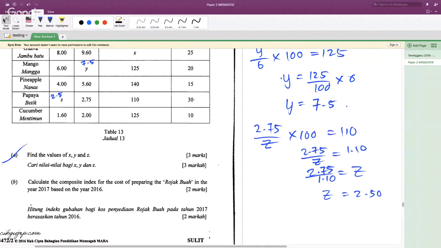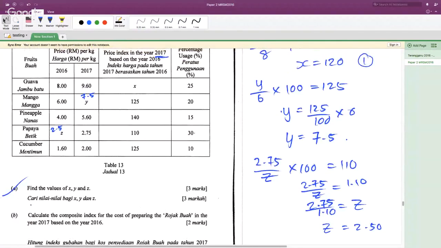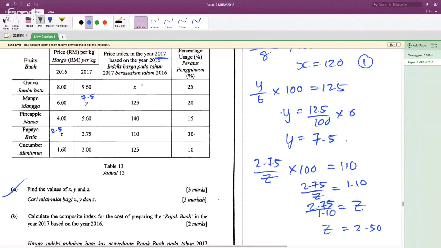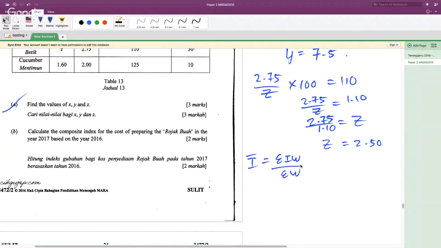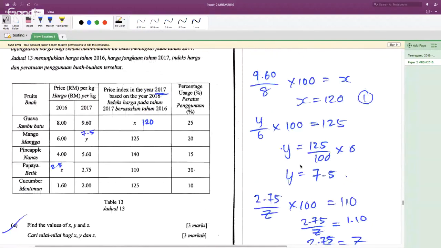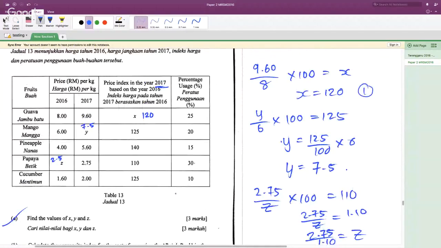Find the composite index. Okay, composite index is very easy. Just all the index numbers summed together is 120. So yeah, the formula for composite index is just sum of index number with W over total weightage. All right, so you have the percentage here. So I'm going to assume the percentage here is the weightage. So it's just 100. Percentage should be summed up together.